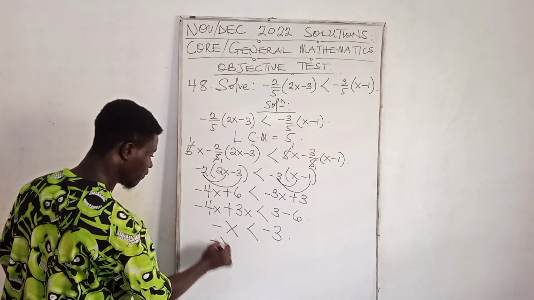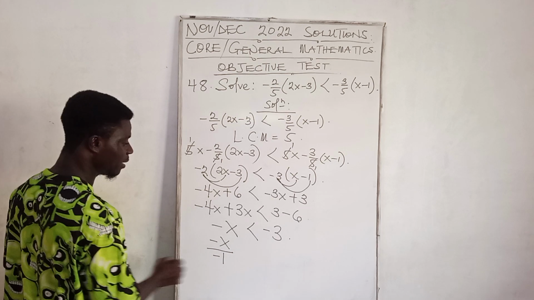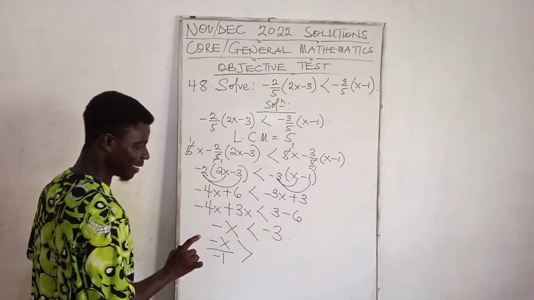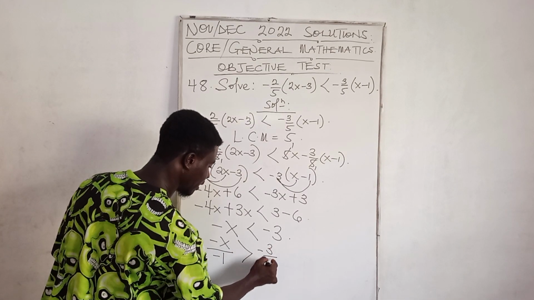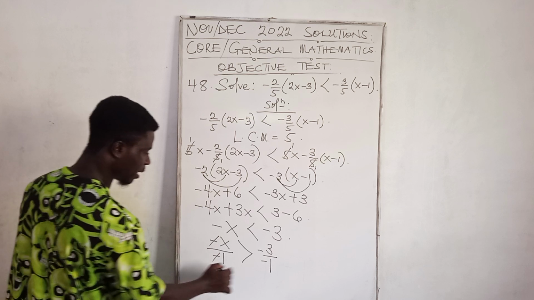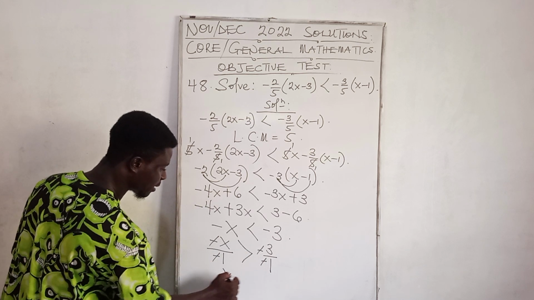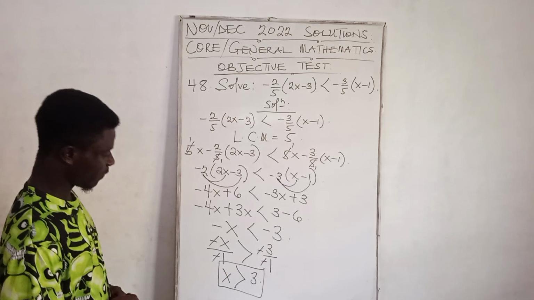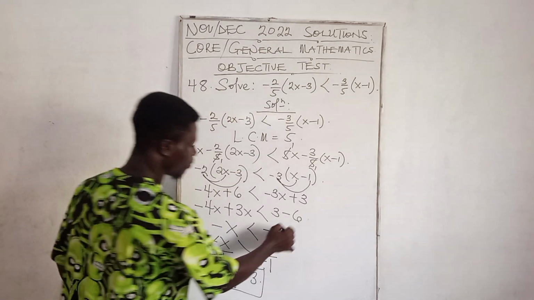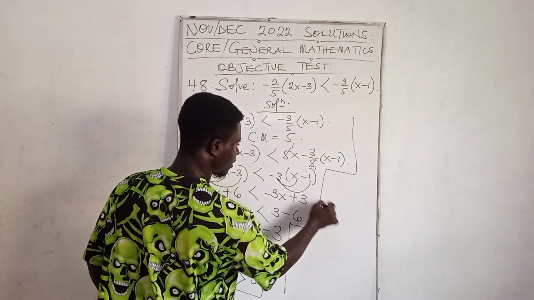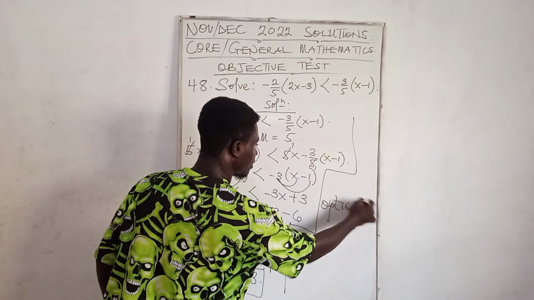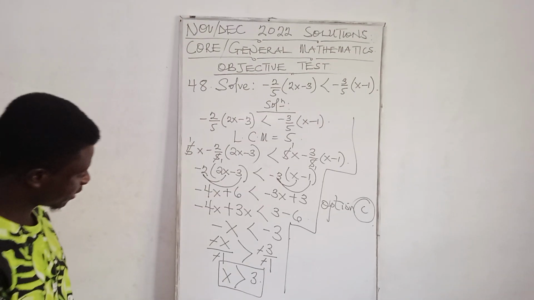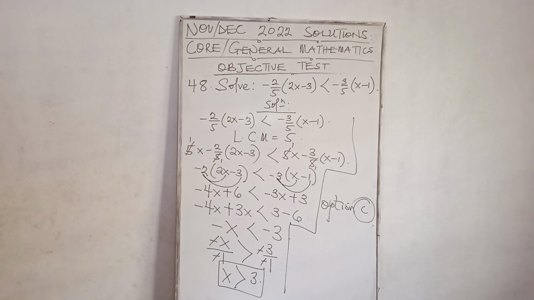So I have negative x divided by negative 1. So I have to change the sign to greater than because it's less than. Then negative 3 divided by negative 1. This cancels that. It cancels. So I get my x being greater than positive 3. So we get x greater than 3. And which is option C. Option C for cat. So let's move on to question 49.